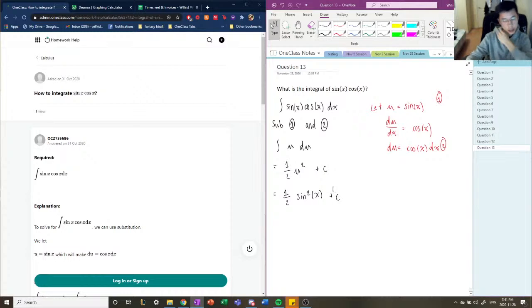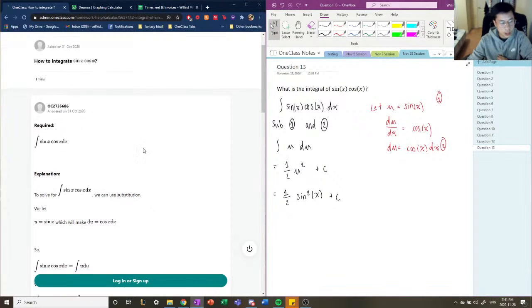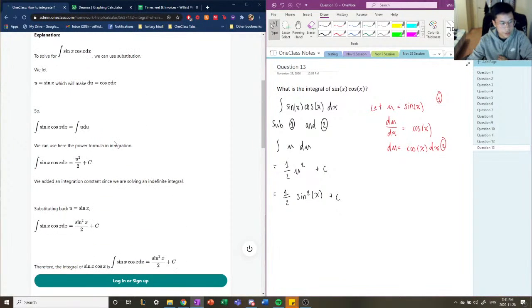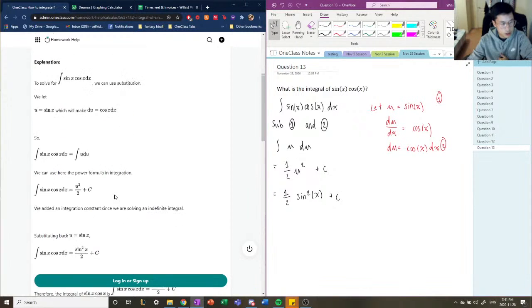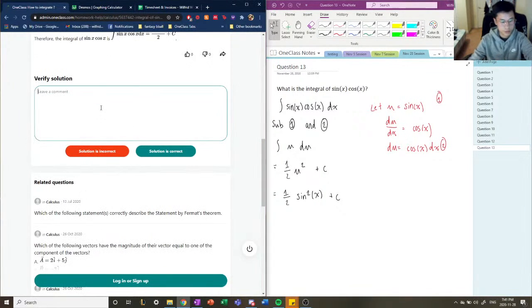Okay, so that's how you can use substitution to simplify our integral. Okay, and this is also what the junior tutor did, and the solution is correct.